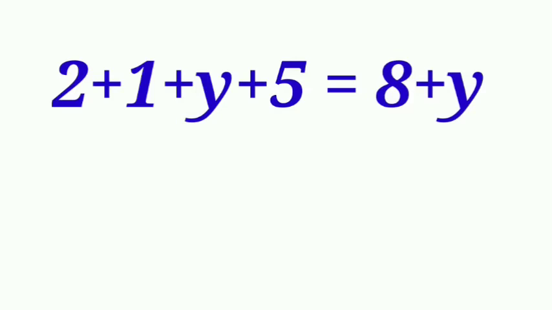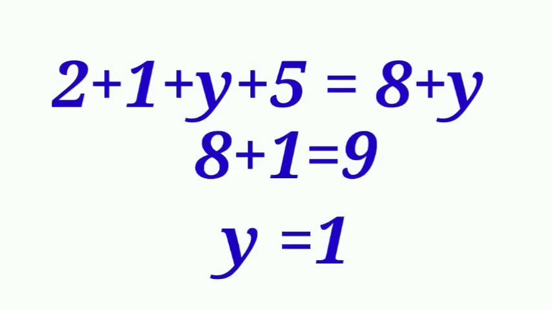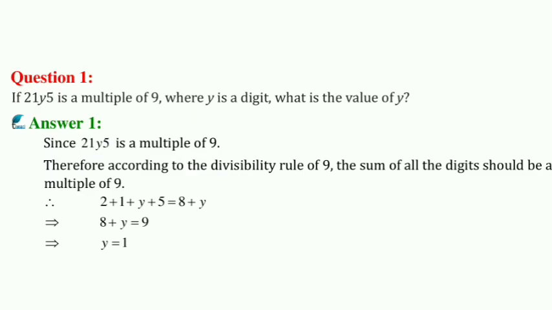So how much is required to be divisible by 9? Simple thing. If you add here 1, 8 plus 1 equal to 9, which is divisible by 9 itself. So our answer is y equal to 1. Here is your answer with description. So go through this. Like that you do the next problem also.